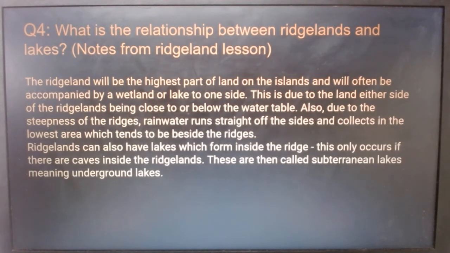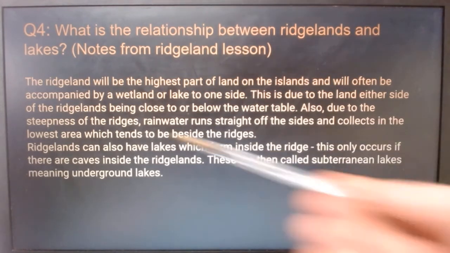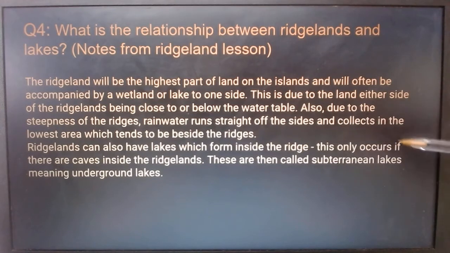Look at Lake Cunningham, for example. Also, due to the steepness of the ridges, rainwater runs straight off the sides and collects in the lowest areas, which tend to be beside the ridgelands. So again, whenever it rains, that will run off the side of the ridgelands because it's steep, and it'll settle on the sides, and that brings the water table up and forms our lakes.